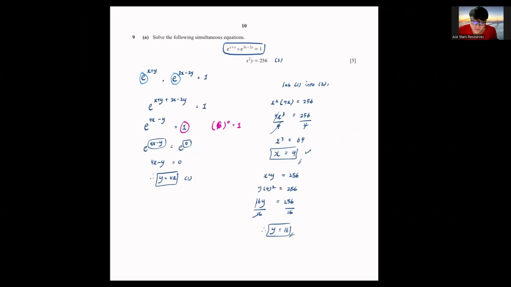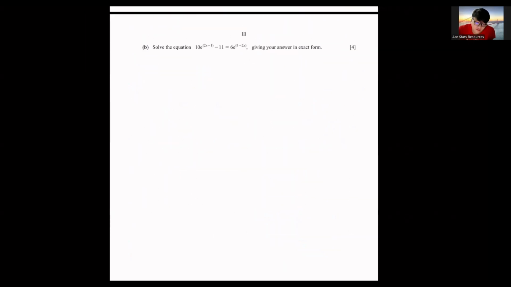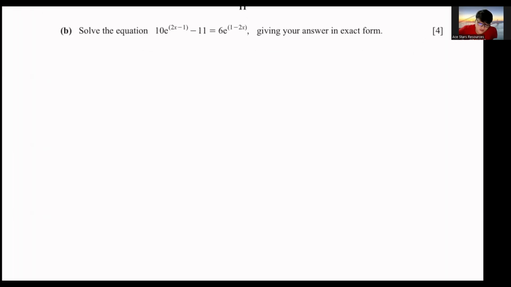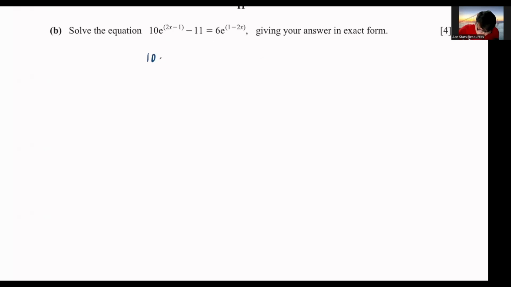Very simple, right? Now, the second one requires us to solve the equation e to the power 2x minus 1, minus 11, is equal to 6e to the power 1 minus 2x, giving your answer in exact form. So we have to represent our answer in exact form. This is actually not difficult if you are able to see that 10e to the power 2x minus 1 minus 11 equals 6e.